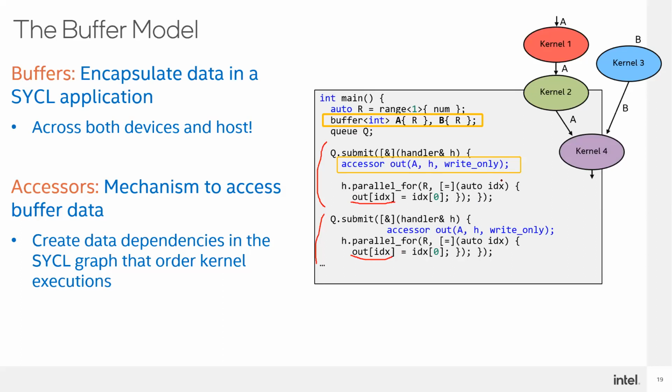And the main reason, or one of the main reasons why this buffer accessor approach exists is that it allows runtime to track and catch this automatically. So you don't need to care about it. You're simply defining your buffers and creating accessors and specifying the data access inside the command groups, which allows the runtime to create a graph of dependencies at runtime. And the node of a graph is a command group, and the edge is actually this accessor dependency, write or read.